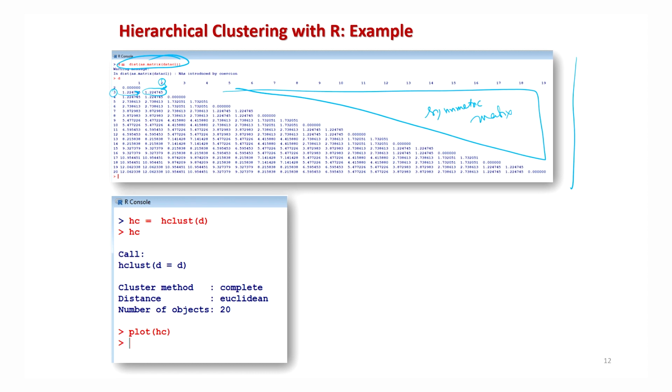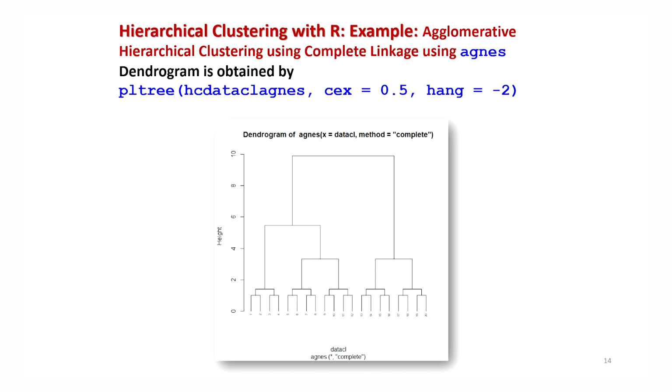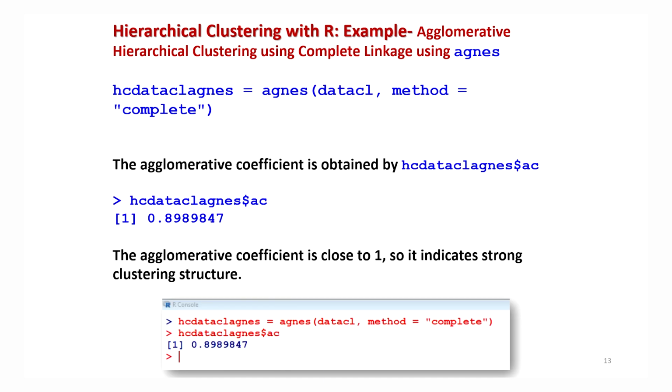I would strongly recommend that you try this command yourself. Otherwise, this matrix is large, so the computer screen will roll. When I use the command hclust over this distance matrix d and then plot it, plot sc, you can see that it gives you this type of plot. But before that, let me show you the coefficients which I just mentioned, right?